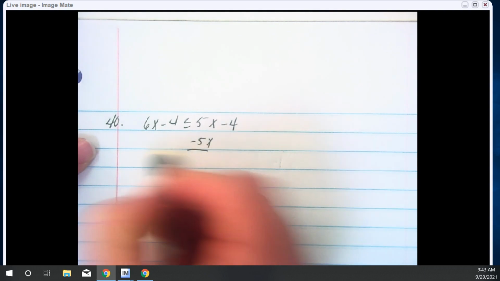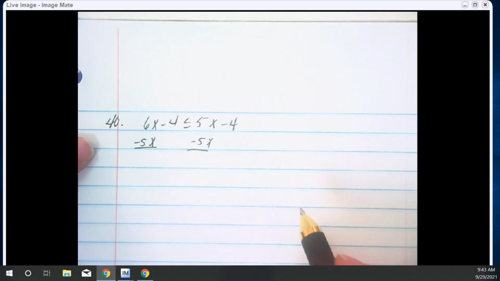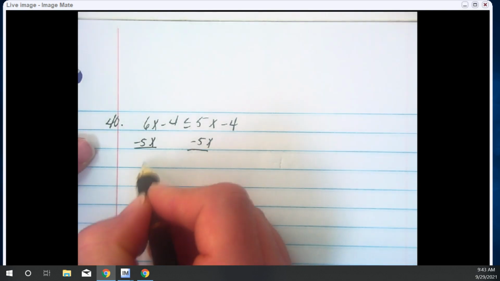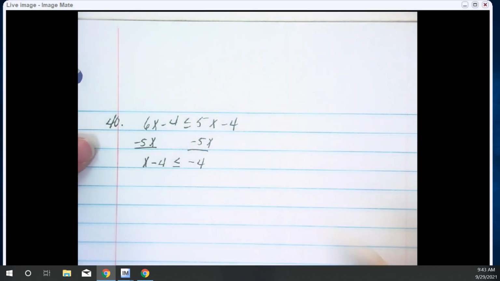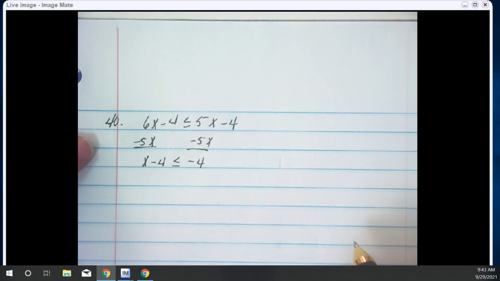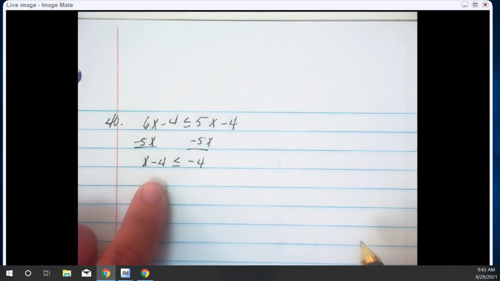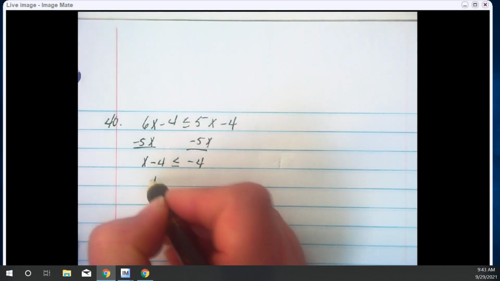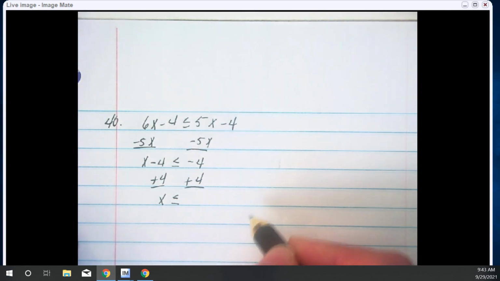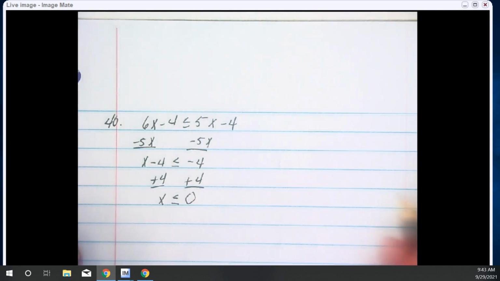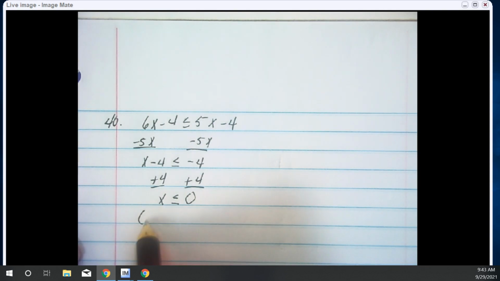I would move that 5x over with that 6x. I'm going to write down 1x minus 4 is less than or equal to, keep that -4. If you mess up, that's probably where you're going to mess up. How do you get rid of the -4? Add 4 to both sides. X is less than or equal to what number? 0. And that is perfectly all right. But we need to write it in interval notation. Since x is less than, we're going from negative infinity to 0, bracket, because it is equal to it.